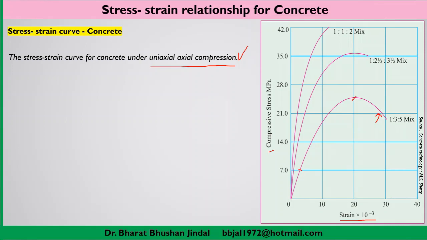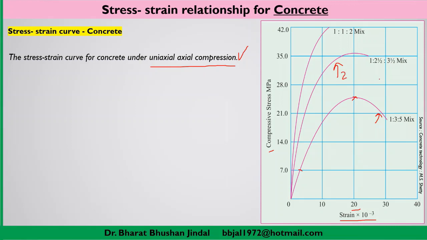Maybe in this curve you can see here is the maximum compressive stress, and that maximum compressive stress corresponds to a particular value of the strain. So here, in the first curve you can see the maximum strain, where the maximum stress is in the concrete, you can observe that the maximum strain value is 20 into 10 raised to power minus 3. And similarly, when you see the other diagram, that means the other curve, this is curve number 2.